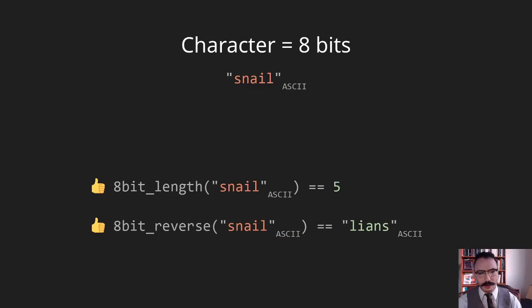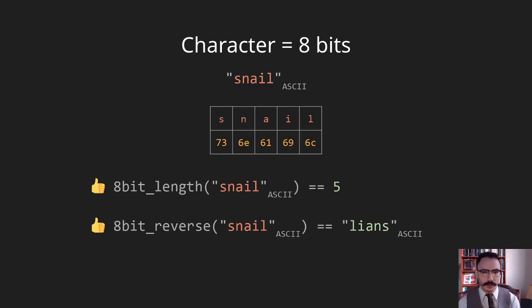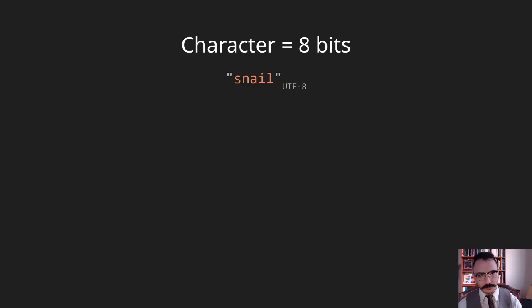L-I-A-N-S. Looks good. Okay. So how is this actually being broken up? Well, it's like this. These are the bytes that correspond to each character in ASCII. And so if we break it up into 8-bit bytes, 5 characters, reverses properly. But this is not the ASCII conference. This, of course, is the Unicode conference. So let's try something a little bit more interesting.